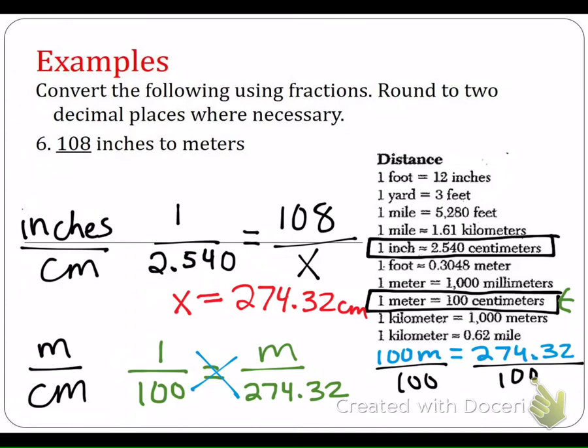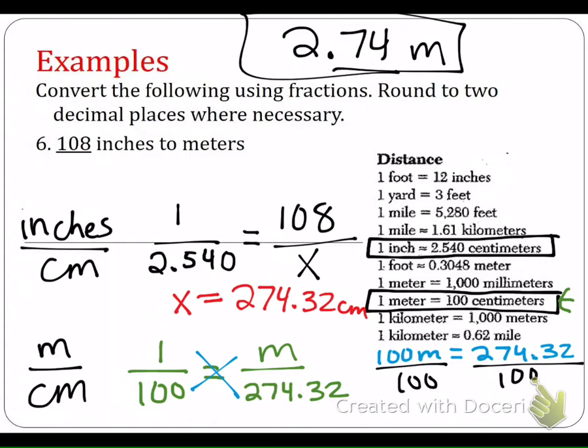You basically just move the decimal two places. We're rounding to 2 decimal places. So once you do the jumps, after the 4, there's a 3. So does the 4 go up or stay the same? Stays the same. So our answer is going to be 2.74 meters.